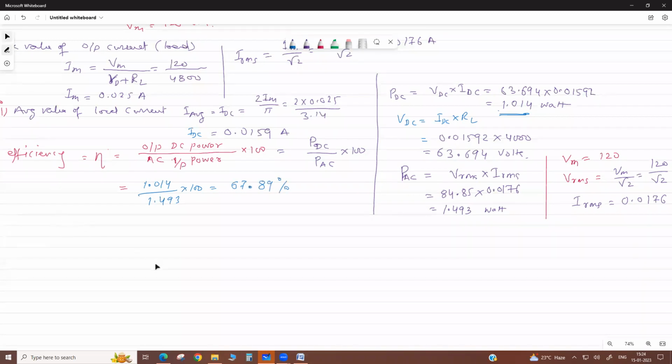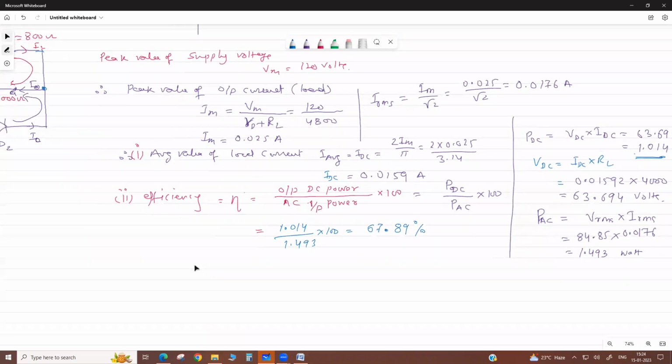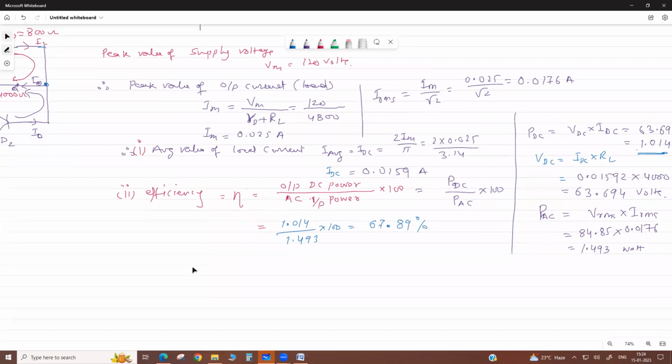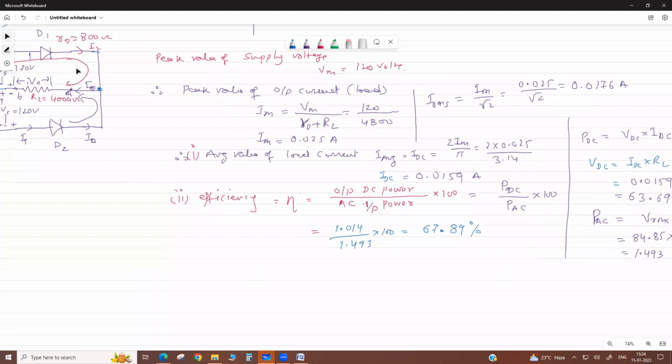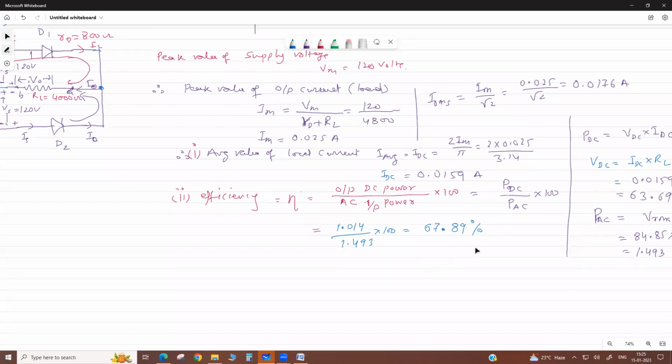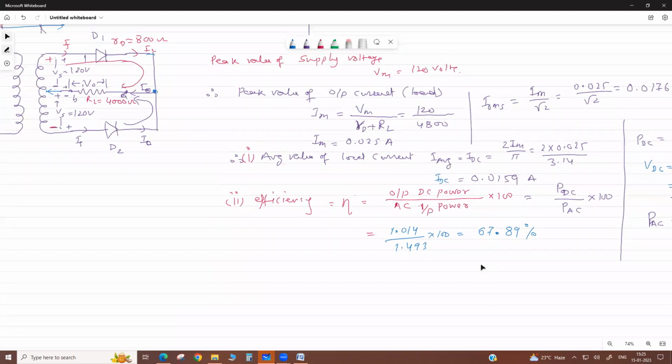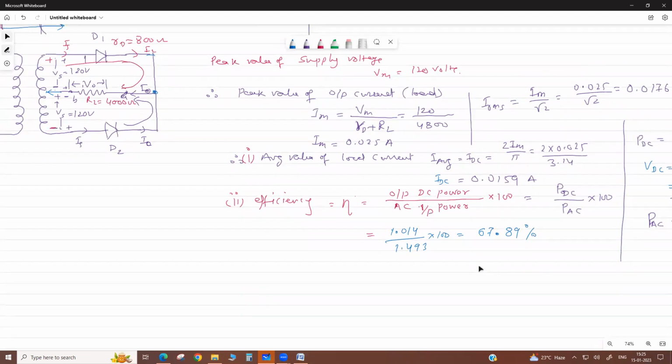Any doubt, please? Input power and output power you calculate across the load, after the diode and before the diode. You know output is DC, that's why voltage into current with DC values, average values. And before, it is AC voltage. Before the diode, it is AC, then you calculate the RMS value.